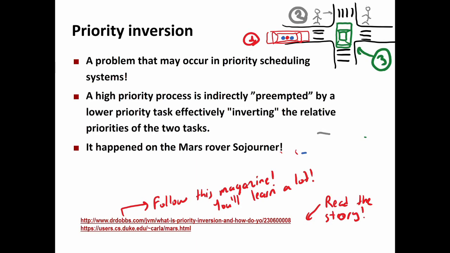Now, along with this, this idea of priority is good, but there is one major issue with it, which is, apart from starvation, called priority inversion. This is a problem that might occur in priority scheduling systems, where a higher priority process is indirectly preempted by a lower priority task, effectively inverting the relative priorities of the two tasks.